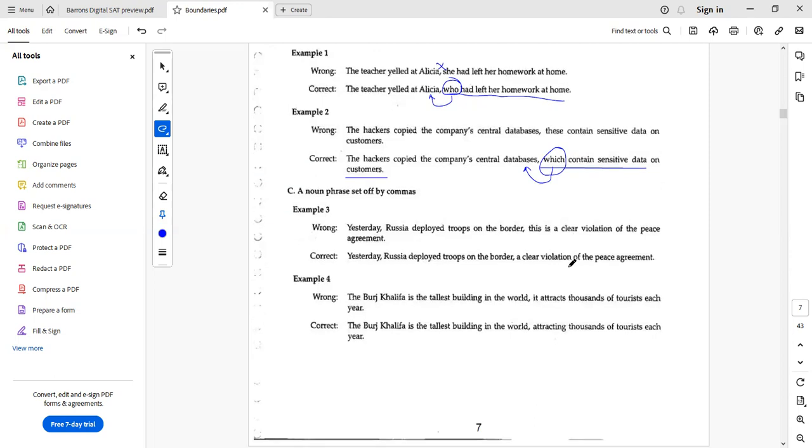Let's look at another one. Take care, you can change one of them to be a phrase, like a modifier or an appositive, like here. Yesterday, Russia deployed troops on the border.